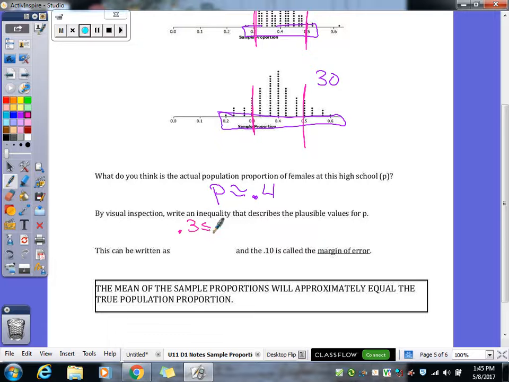So our inequality here would be 0.3 is less than or equal to p is less than or equal to 0.5. Or we can write it as 0.4 plus or minus 0.3. I'm sorry, plus or minus 0.1, and we refer to that as our margin of error. Because remember, sampling variability gives us a little bit of error in our data.